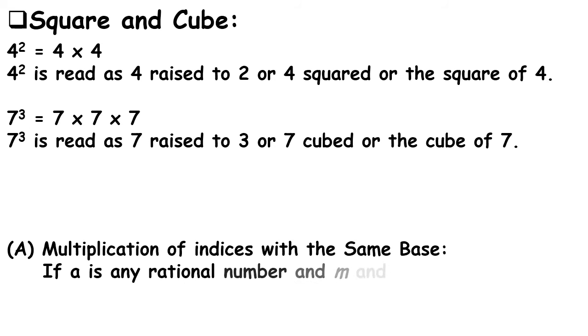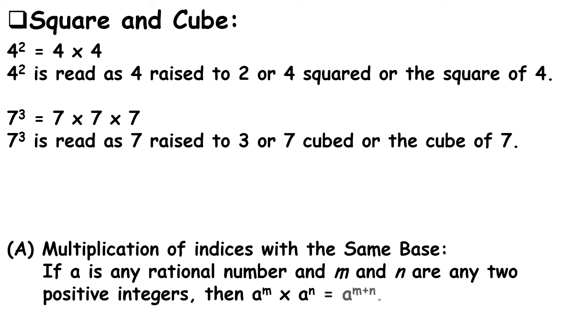Multiplication of indices with same base. If a is any rational number and m and n are any two positive integers, then a raised to m multiplied by a raised to n is equal to a raised to m plus n.